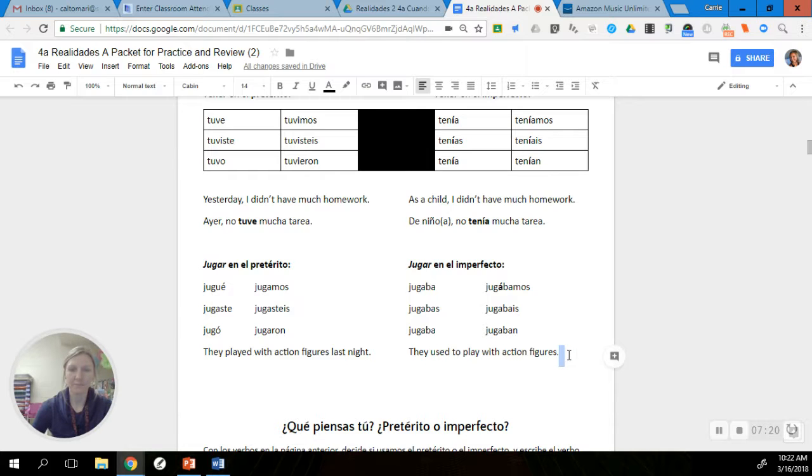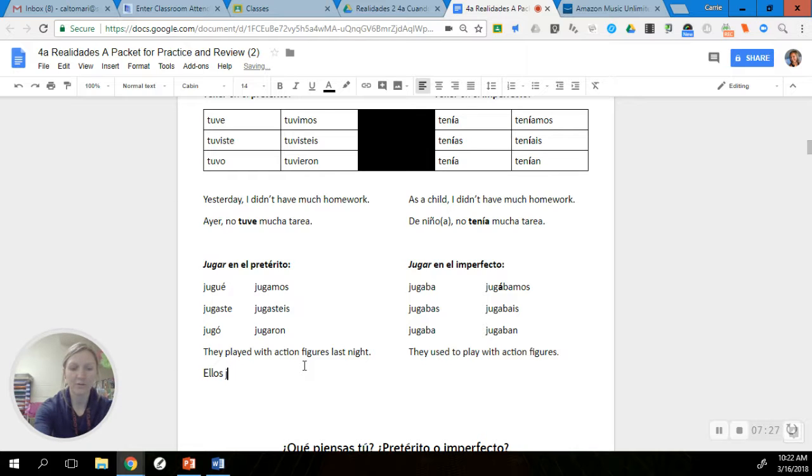So a couple examples here with these to see what they sound like. They played with action figures last night. Ellos jugaron con los muñecos anoche. Okay, over and completed act. They used to play. Ellos jugaban con los muñecos. They used to play with action figures. As a little kid, you could say.